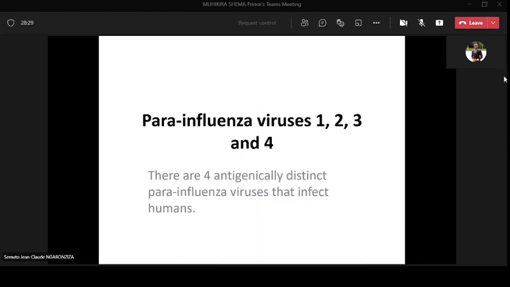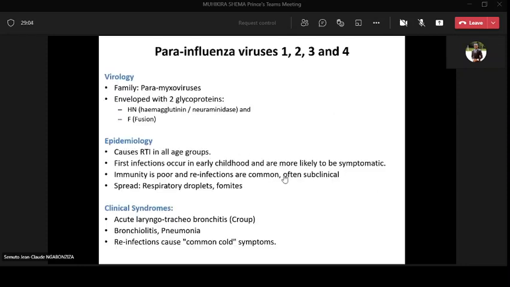So let's start with the parainfluenza viruses, which has 4 types, antigenic distinct type that only affect human. So we see that contrary to influenza, parainfluenza only affects human, while influenza can have a wide range of hosts, affecting birds, affecting pigs and other animals. So as a virology, parainfluenza and paramyxoviruses like measles, the envelope has 2 glycoproteins, hemagglutinin and neuraminidase, and F factor or F glycoprotein facilitating fusion to allow viruses get inside the cell.